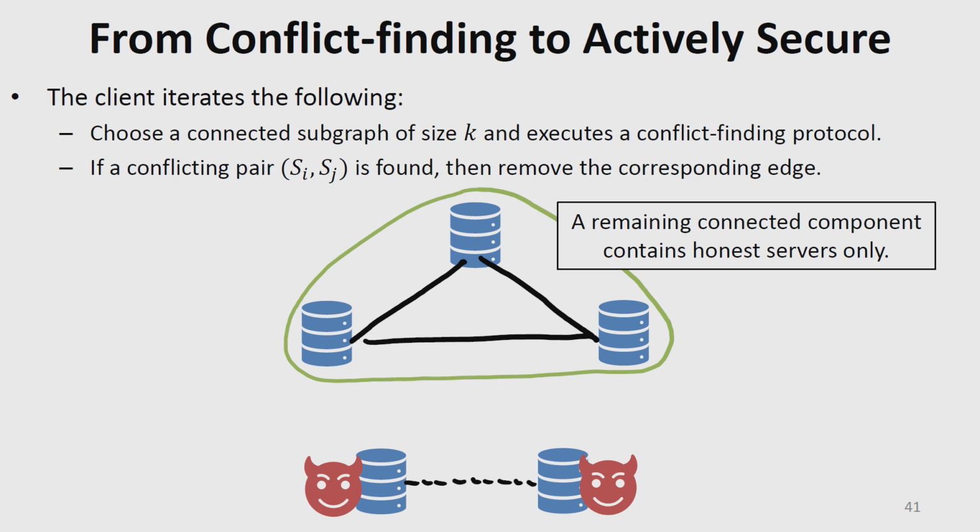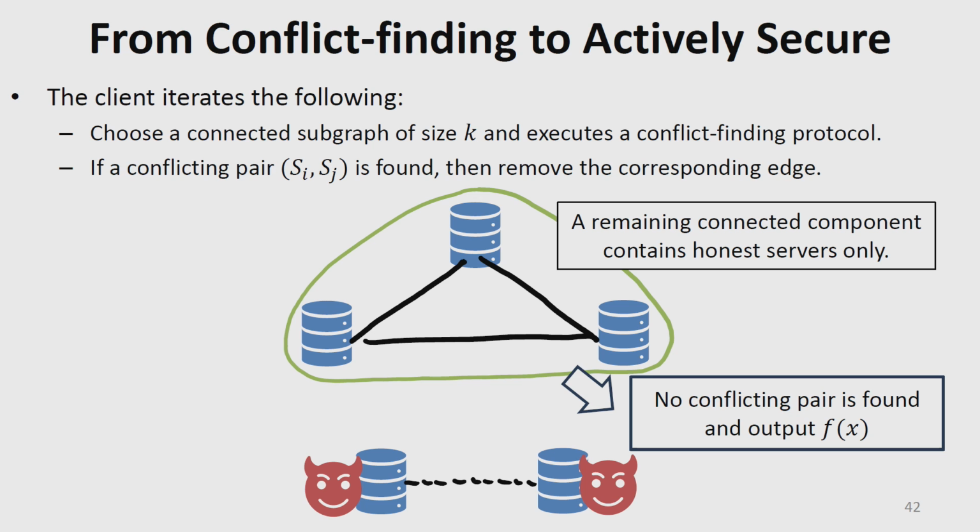So now the client will execute a protocol with them, and he will output the correct result because the protocol is involved with honest servers only. Right? So this is our algorithm.